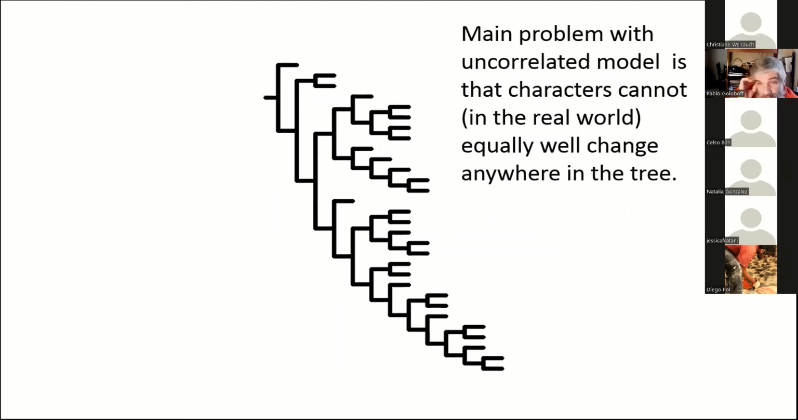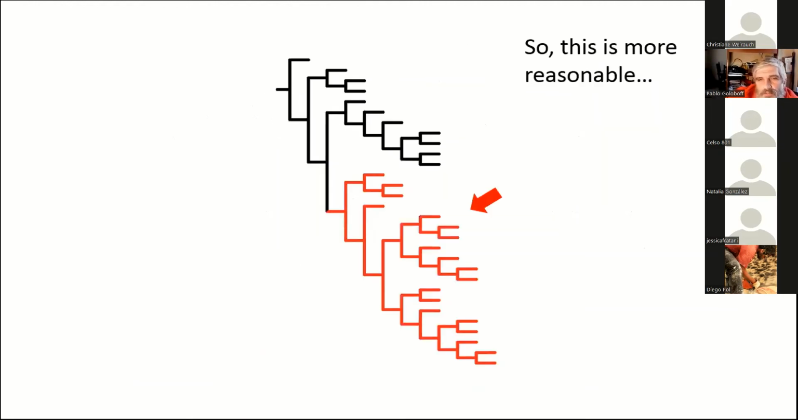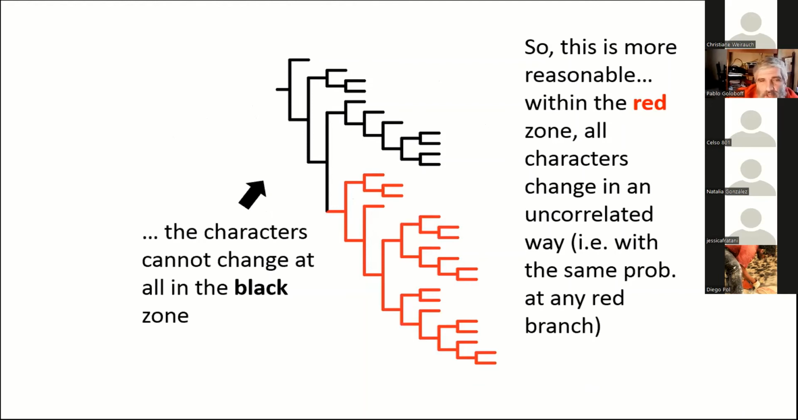So the main problem with the uncorrelated model is that characters cannot, in the real world, equally well change anywhere in the tree. Vertebrae cannot change in insects, teeth cannot change in birds. So this may be more reasonable. Within the red zone, all characters change in an uncorrelated way, that is, with the same probability at any red branch. And the characters cannot change at all in the black zone.